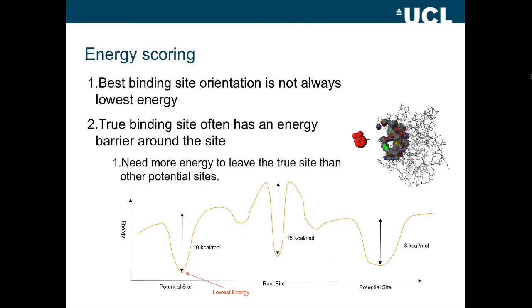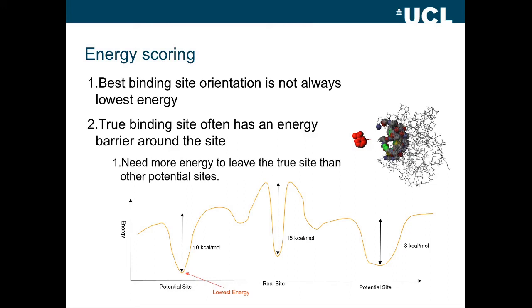Now when we go on to use a full energy potential for scoring the interactions, one problem is that the best binding site orientation is not always the lowest energy. In fact, we find that the true binding site orientation often has a higher energy barrier around it rather than being the lowest overall energy. And the effect then of having this high barrier around a particular binding site is that we need a lot more energy for the molecule to leave that binding site.